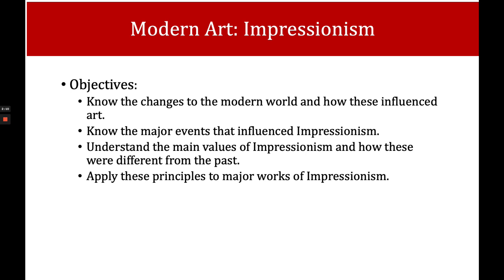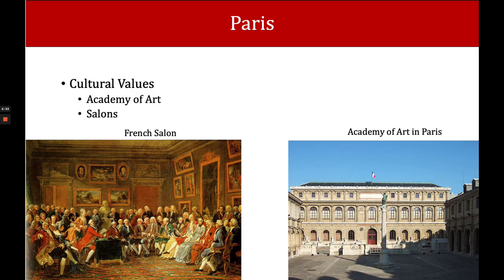Rather than politics or social movements, they saw art as key because it was so ingrained within society as a way to see and experience the emotions of what's going on and capture the pulse of society, that they believed that art could do this. And then apply these principles to major works of Impressionism. And so how do we see these ideas manifest within Impressionism?